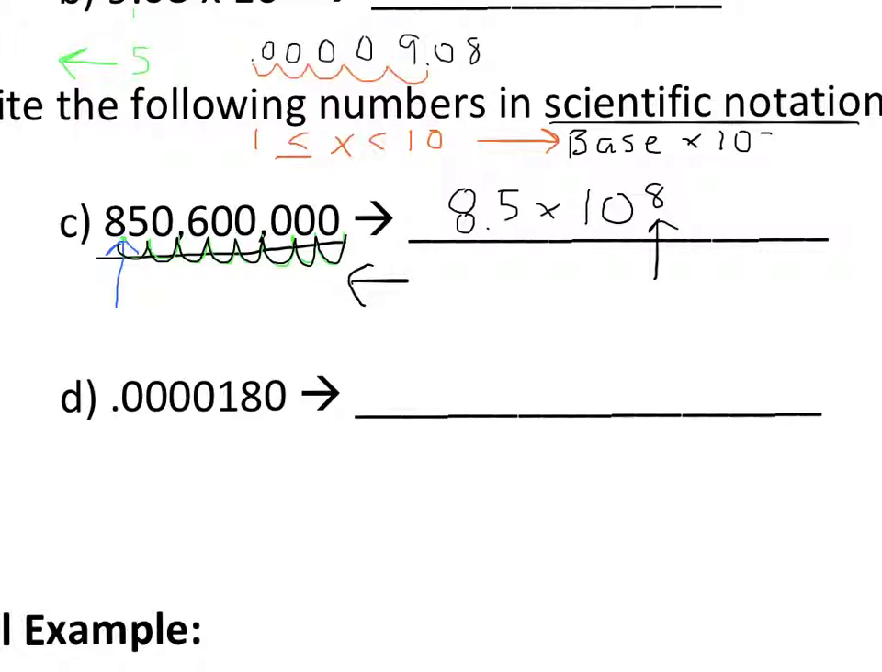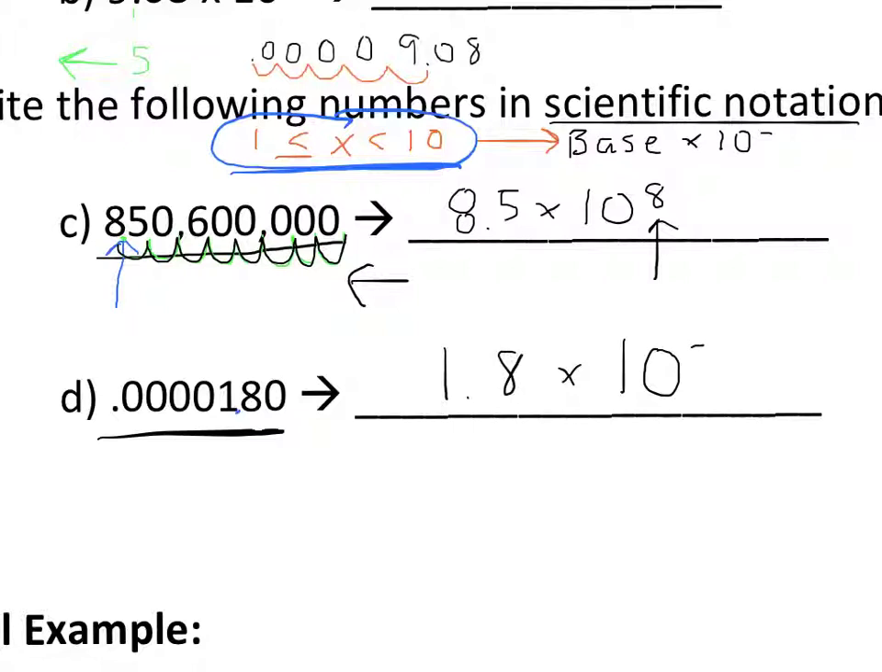Now in example D, we can see that this is a very small number. So we know that our exponent is actually going to be negative. And once again, our base has to be greater than or equal to 1 and less than 10. So if I put the decimal place right here, that means my number would be 18. And that violates this rule. So that means we can't put the decimal after the 8, but we have to put it just before 8, which will make our base 1.8.